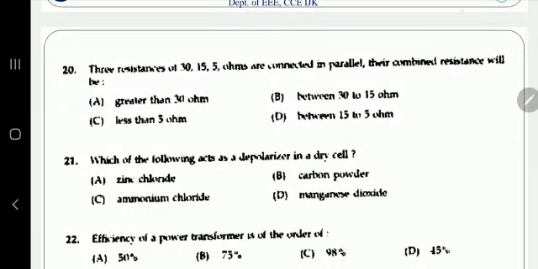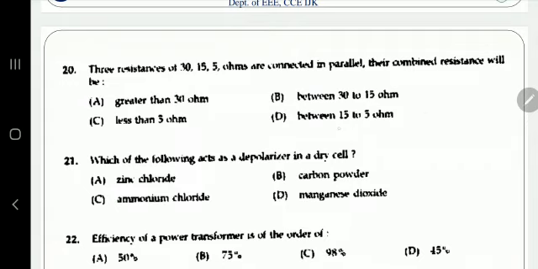Let's move on to the next question, question number 20. Three resistances of 30, 15 and 5 ohms are connected in parallel. Their combined resistance will be? Before directly finding the answer, first we have to go through the options. You can see: greater than 30 ohm, between these two values, less than 5 ohm.